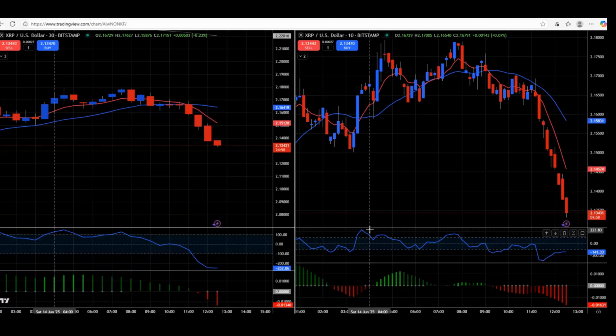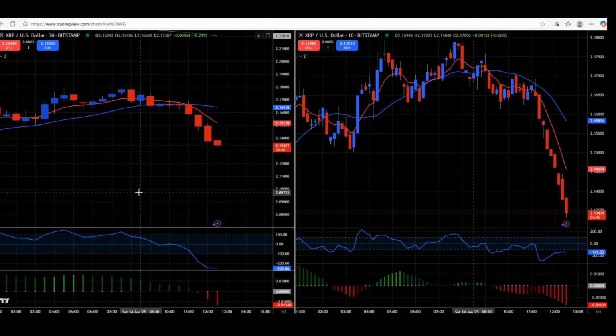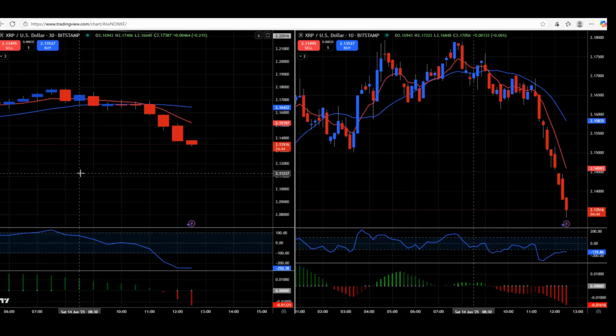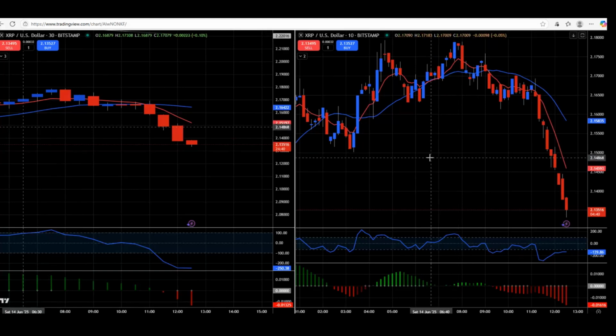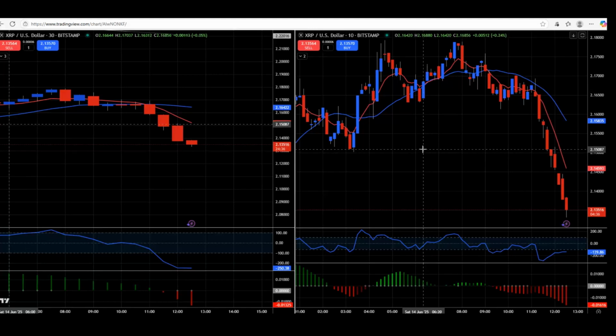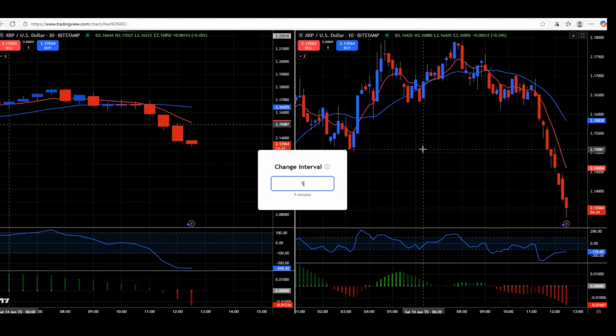Now, that being said, we're on the XRP USD chart, and another cool tip on how to trade, guys, is using a higher time frame versus a lower one. So on the left-hand side, we have the 30-minute chart of XRP, and on the right-hand side we have the 10-minute chart, and I'm going to go one more notch lower to the 5-minute chart.